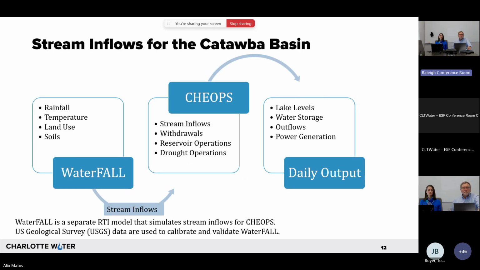If you think about what Alex had talked about, inflows, less the outflows, equals change in your bank account. An important part for all of it, like our bank accounts, is how much is coming in. So the inflows on the Catawba, they're actually generated by using a model called WaterFALL. It's a rainfall runoff model. So it uses a variety of historical rainfall, temperature data, and land types to create the stream inflows needed for CHEOPS.